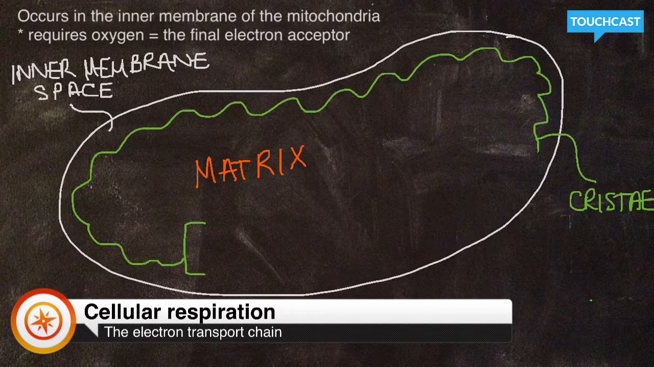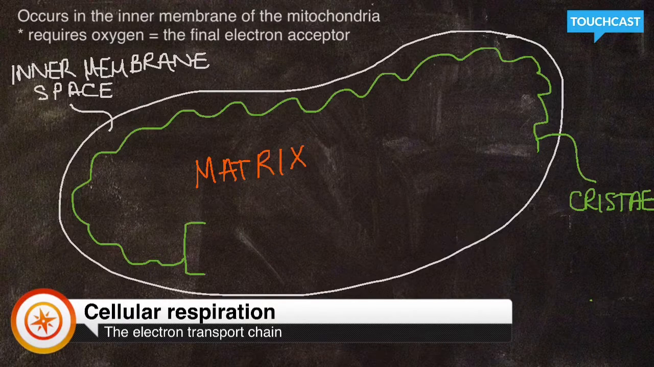Hi everyone, in this video we are going to talk about the final step of cellular respiration, which is called the electron transport chain. This occurs within the inner membrane of the mitochondria, and it is going to require oxygen. Oxygen, as I'll show later in the video, is going to be the final electron acceptor.